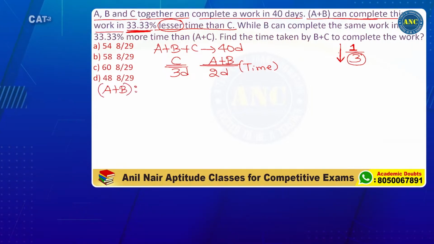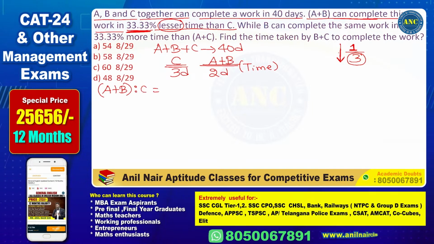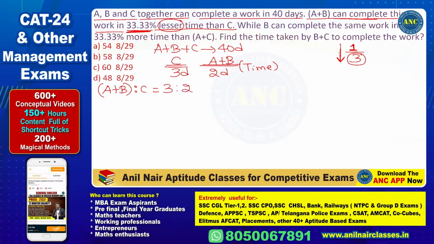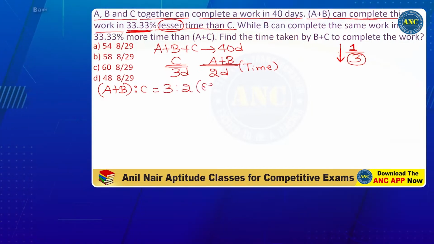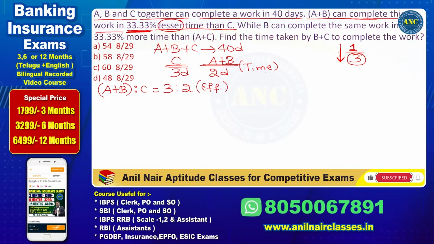So A plus B ratio with C. A plus B is 2 days, C is 3 days. But efficiency will be reverse. It will be 3:2. Right? This is nothing but the efficiency ratio. I hope you are understanding till this point. Now read the next statement.